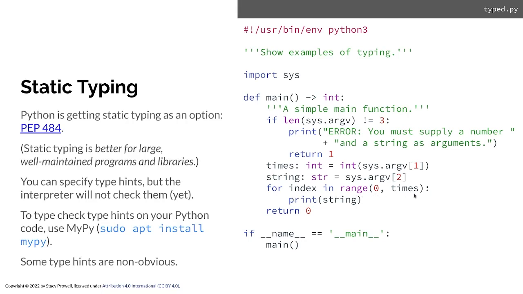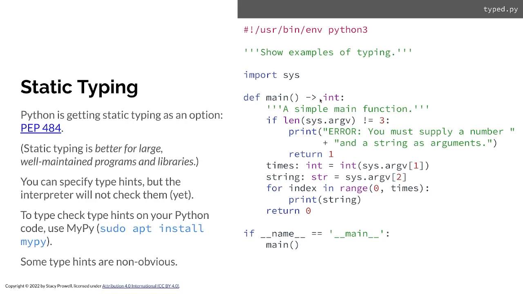So range is going to produce all of the values from 0 up to, but not including, times. And index is going to iterate through them. And so this is going to run times, and it'll print out string each time. And I'm done, so I return 0.